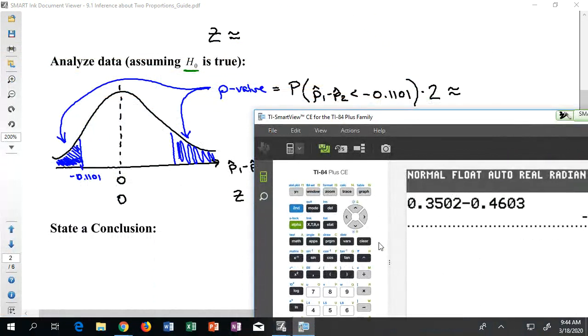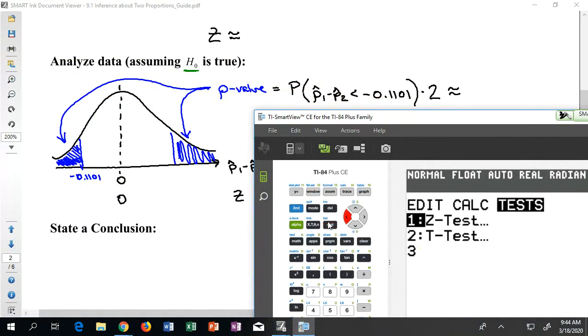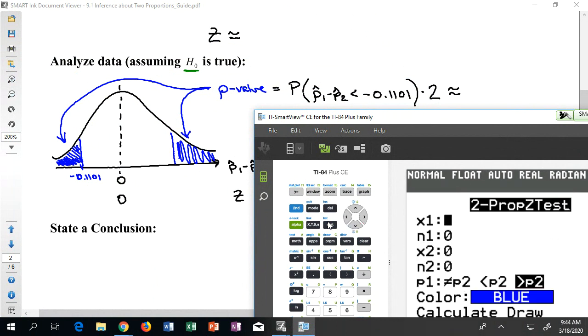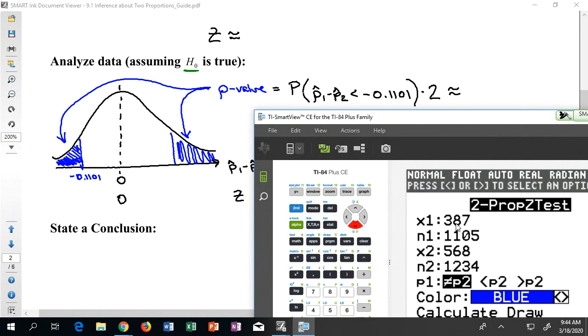On the calculator, I can go ahead and start to run my test. My test right now, remember, is a 2-proportion z-test, which is right down here at example number 6. If I click on this, you'll notice that it asks for all the information that we already wrote down. 387, 1105, 568, 1234. And notice again, it's got this fill in the blank template for my alternative hypothesis, which in our case was P1 is not equal to P2.